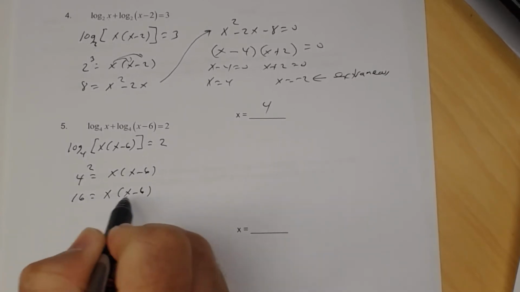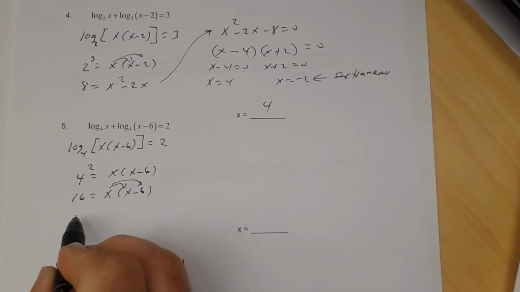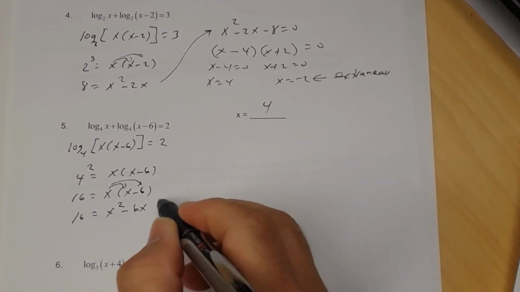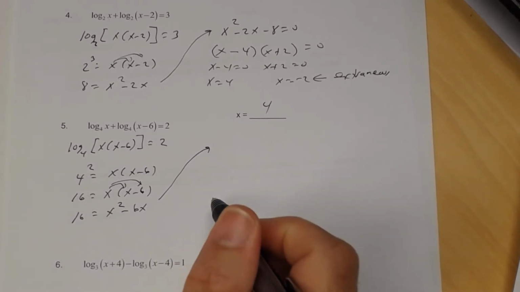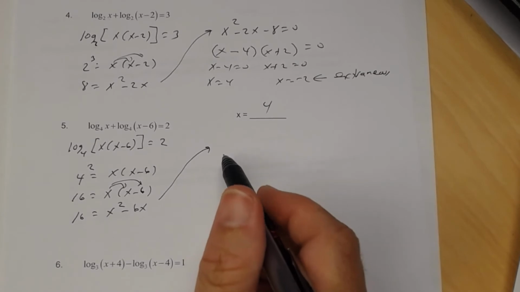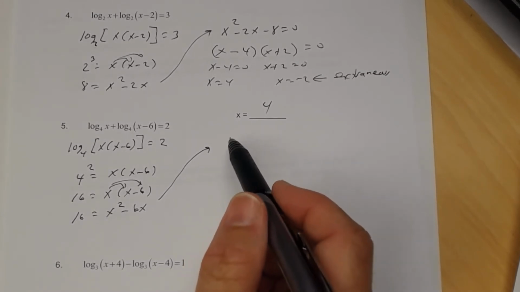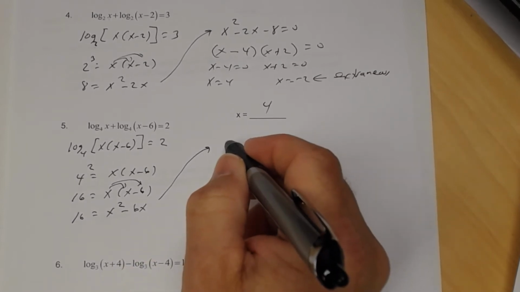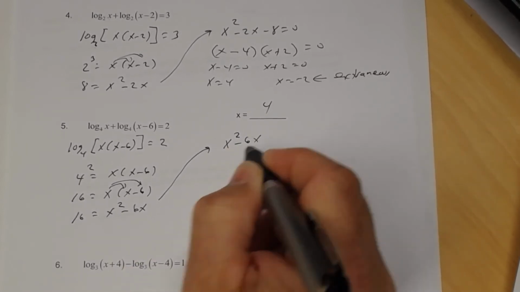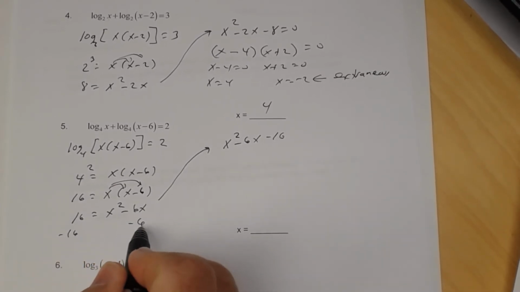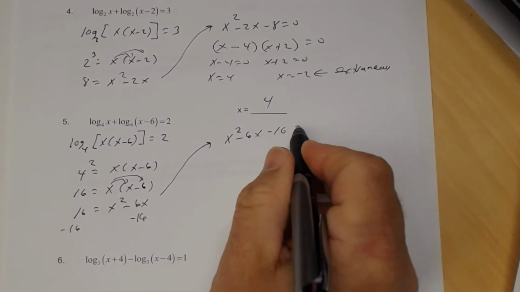And notice this is quadratic, so I'm going to distribute this. So you get 16 equals x squared minus 6x. Now remember, I'm going to factor this. These are going to be factorable. Even if you were using the quadratic formula, you have to have 0 on the other side, so you have to write this in standard form. So x squared minus 6x, and 16 becomes minus 16 when I subtract 16 from both sides, equals 0.